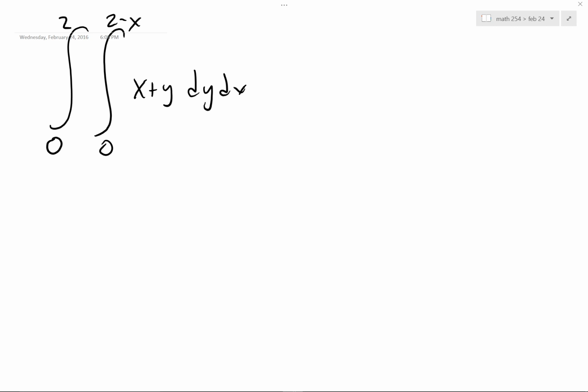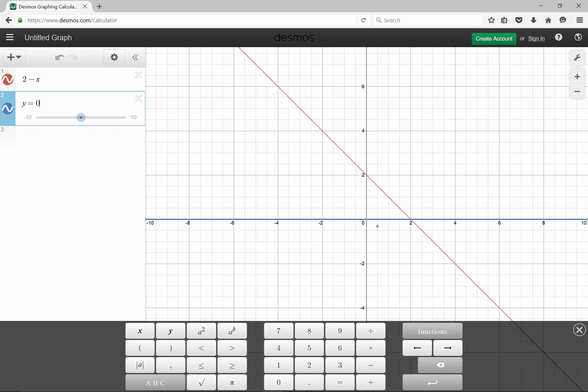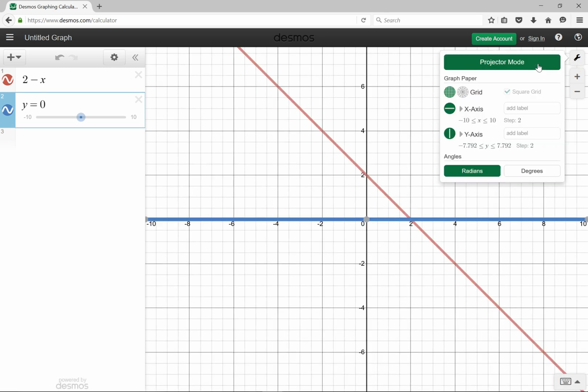So where on the picture are we? We are in between this blue line and this red line. Sorry, I forgot to put it in projector mode. But where? I don't know. We need to pinch the x's somewhere, yes? Well, the x's are pinched between x equals what? 0 and x equals 2.